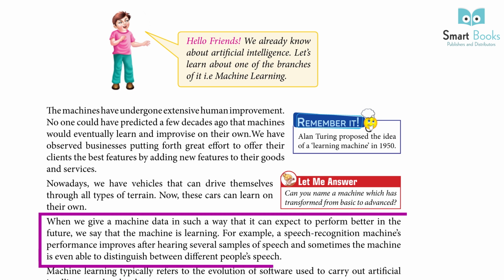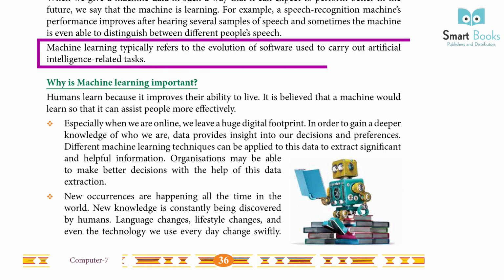When we give a machine data in such a way that it can be expected to perform better in the future, we say that the machine is learning. For example, a speech recognition machine's performance improves after hearing several samples of speech, and sometimes the machine is even able to distinguish between different people's speech. Machine learning typically refers to the evolution of software used to carry out artificial intelligence related tasks.